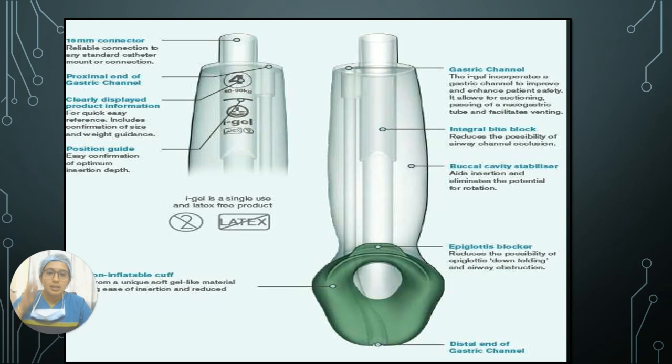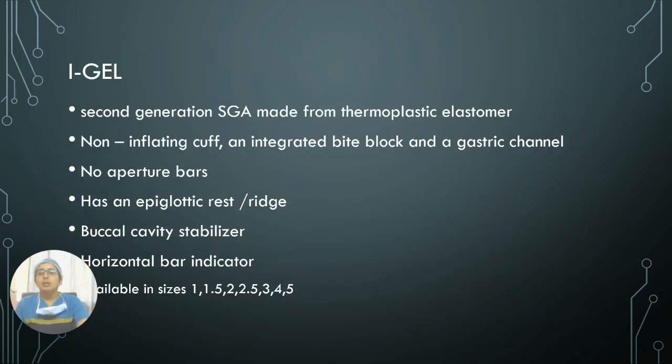This is an iGel, which is a pre-shaped LMA, cuffless, and it has a 15 mm connector, proximal end of gastric channel, clearly displayed product information, then the position guide. It has an integral bite block, buccal cavity stabilizer, epiglottis elevating block bar, and a distal end for the gastric channel. Non-inflating cuff, no aperture bars. It has an epiglottic rest or ridge.